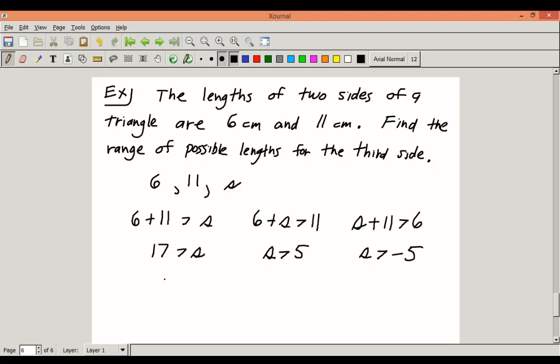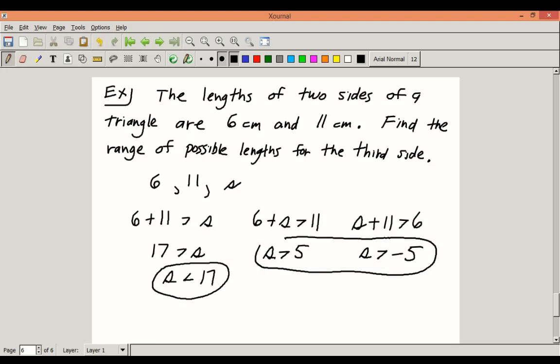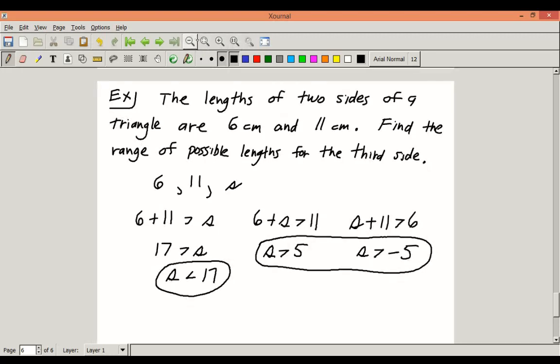Well, this one, 17 is greater than S, really means S is less than 17. So you can rewrite that like that. So it looks like S has to be less than 17. Now, if you take these two greater thans together, if a number is greater than 5, it's automatically greater than -5. So we can toss that out and just put these two together.